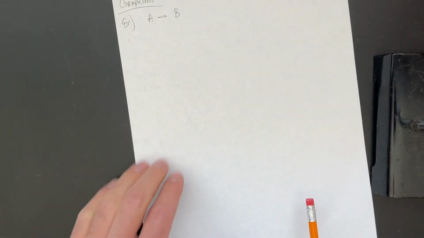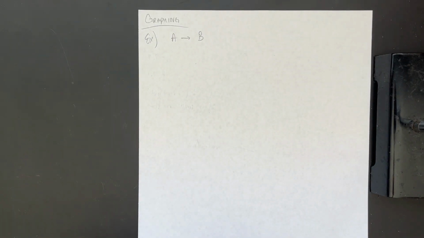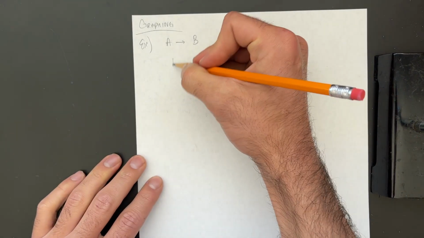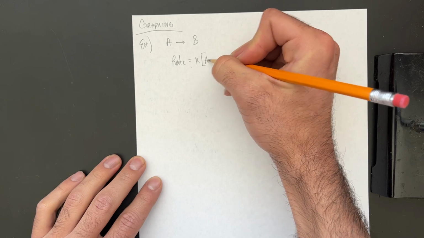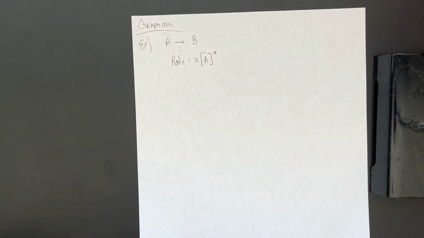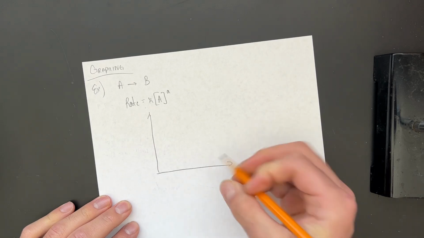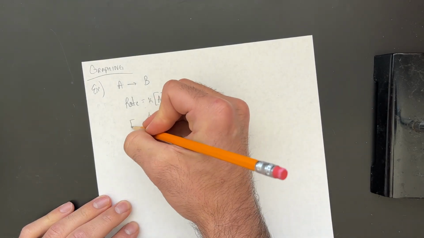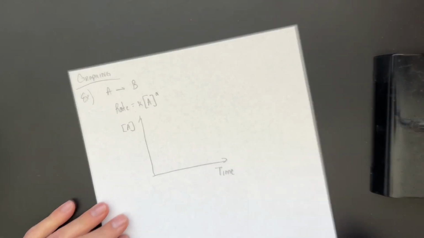Graphing this now is going to be a little bit more challenging, but still something that we can do, right? So let's say we have A goes to B. Our equation here is rate is equal to K times the concentration of A to the power of A. And the question then is, if we were to plot the concentration of A against time, what's that going to look like?